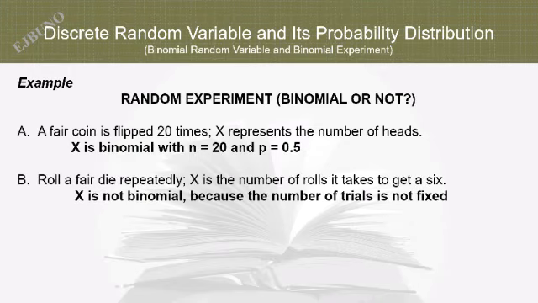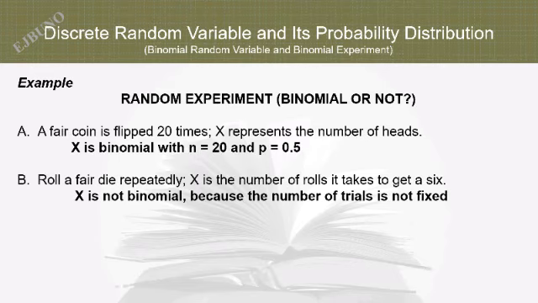Letter B. Roll a fair die repeatedly. X is the number of rolls it takes to get a 6. So this one is clearly not a binomial, because the number of trials is not fixed. We have discussed that in order to say that an experiment is a binomial experiment, it should have a fixed number of trials.